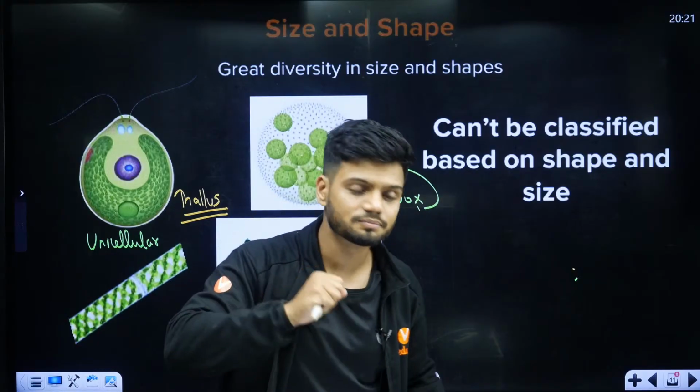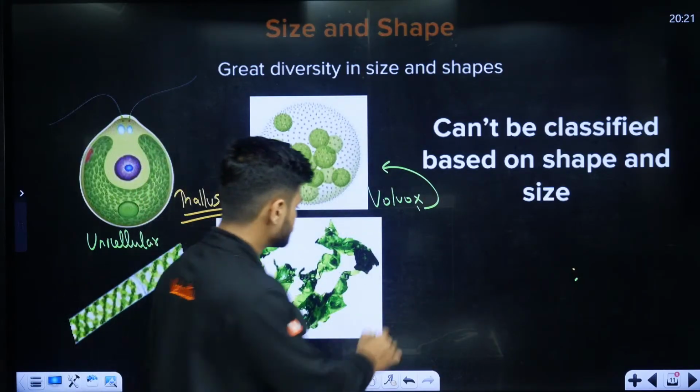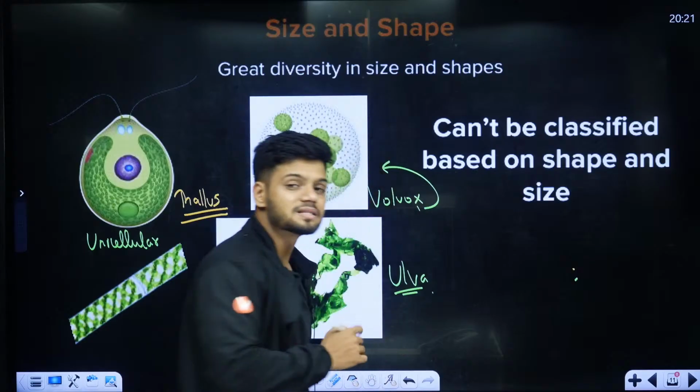Some algae are present as a leafy structure in the water. That is called as Ulva. This is called as Ulva. Okay. Ulva here as a leafy structure.